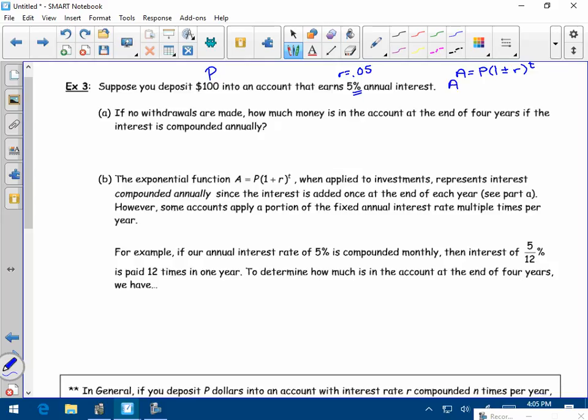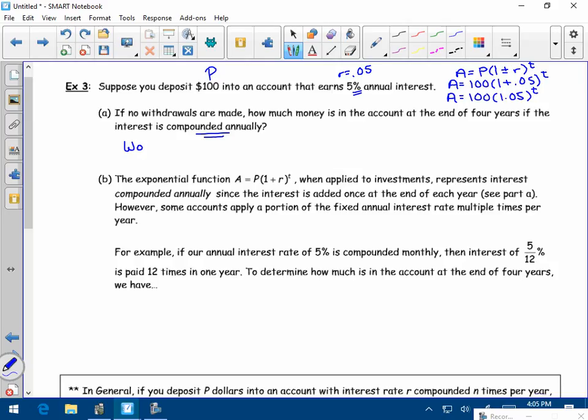So I'm going to have A equals 100 times 1 plus, because I'm earning money, 0.05 to the T. Clean it up a little bit: 100 times 1.05 to the T. It doesn't specify any variables like the last one did, so A and T are fine. How much money is in the account at the end of 4 years if the interest is compounded annually? I'll come back to this in a second. It just means I'm adding this 5% in once a year, which is what this formula is describing.